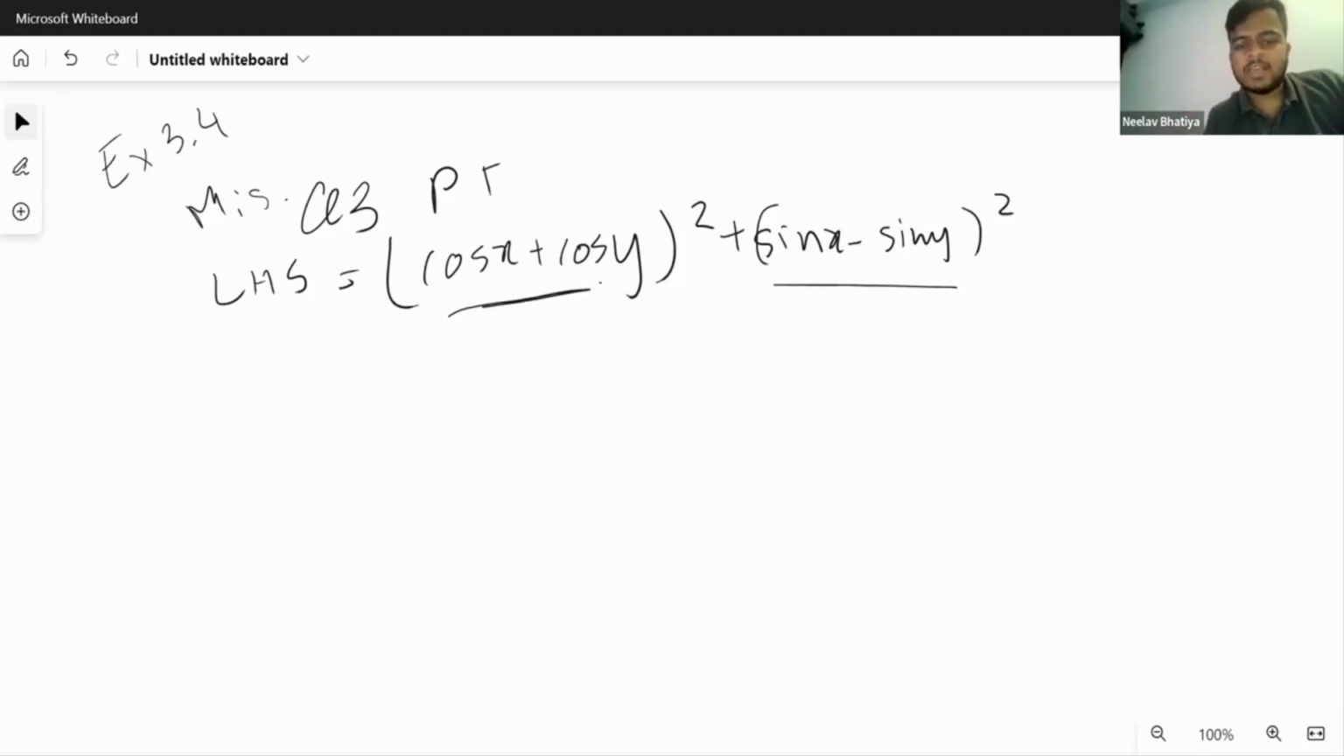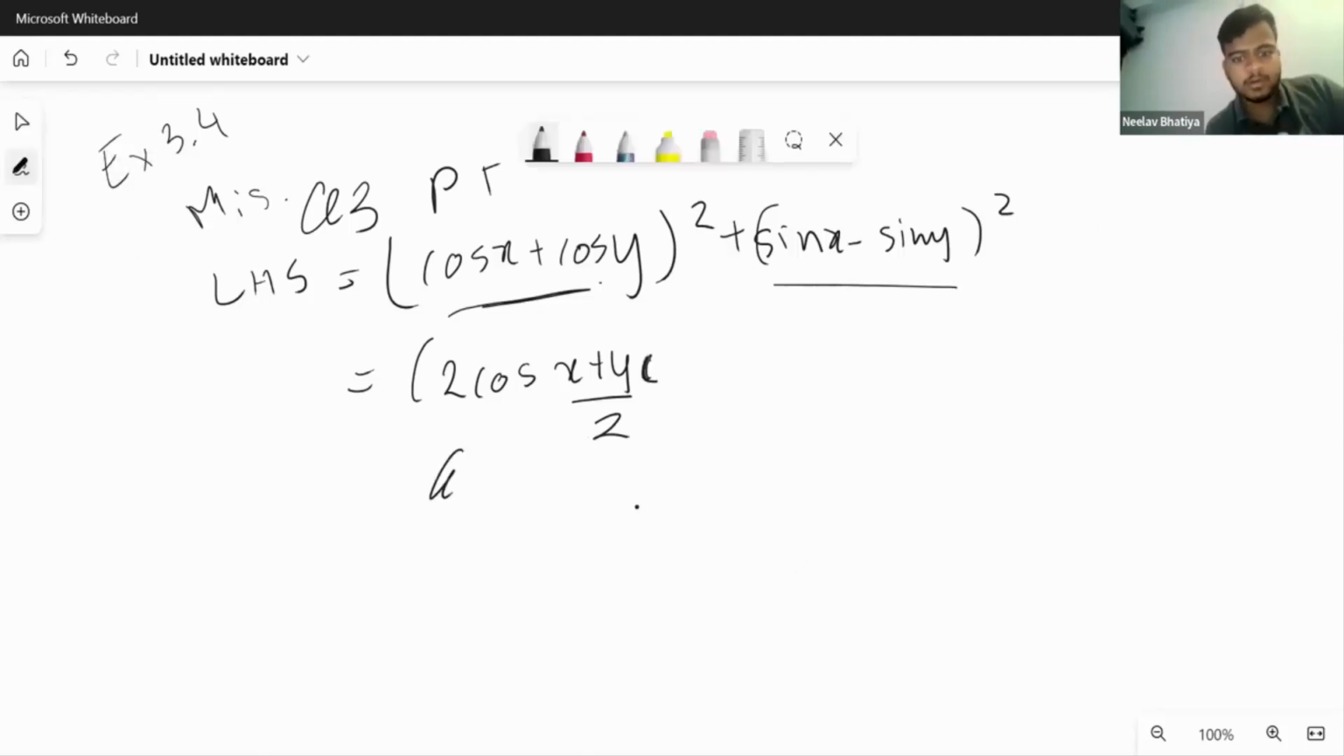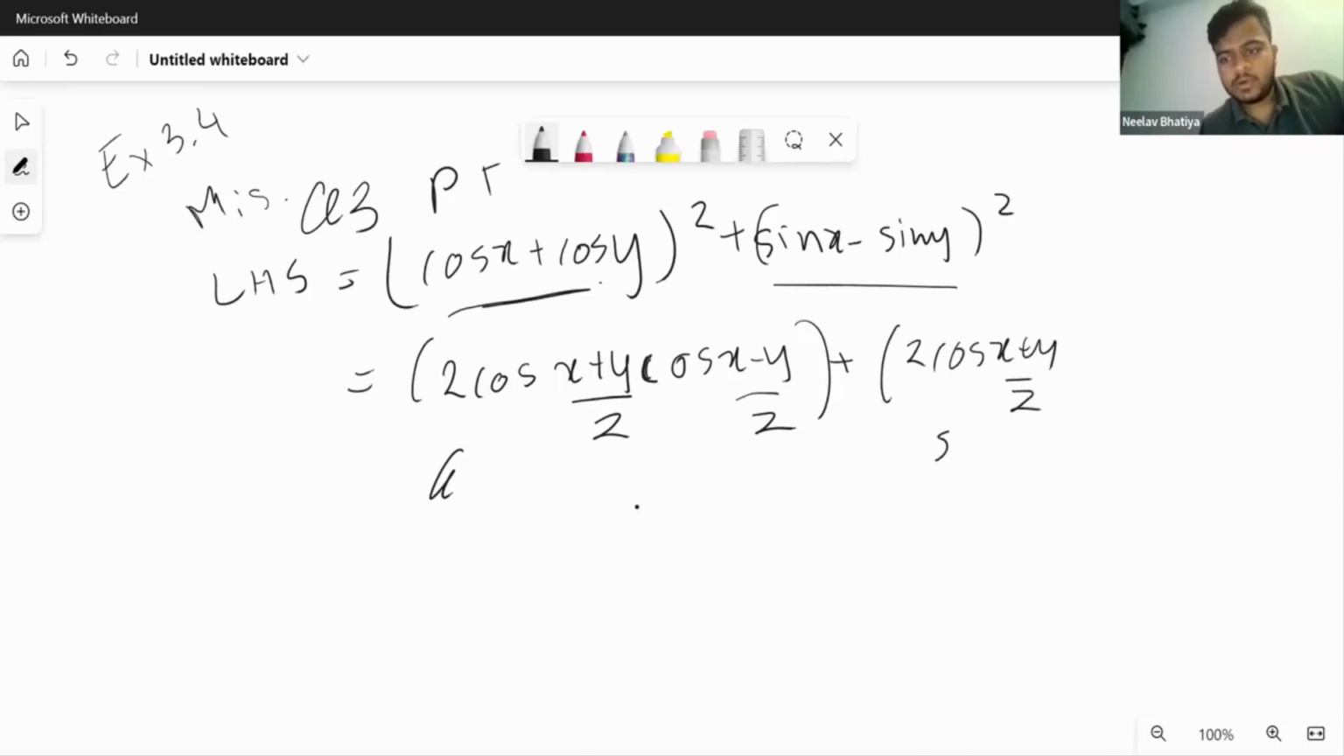So cos c plus cos d is nothing but 2 times cos (c plus d) by 2 cos (c minus d) by 2, and sin c plus sin d is nothing but 2 times sin (x plus y) by 2 cos (x minus y) by 2, correct? The whole square, correct? Makes sense.